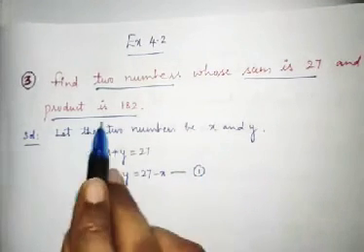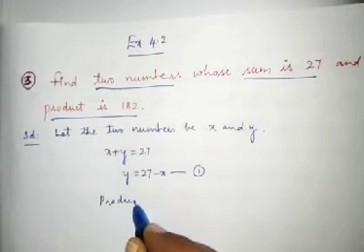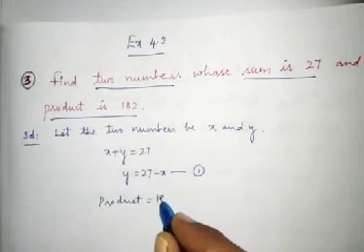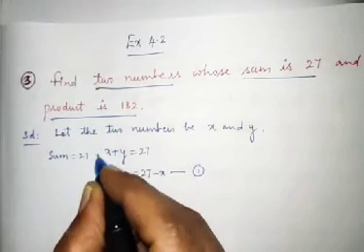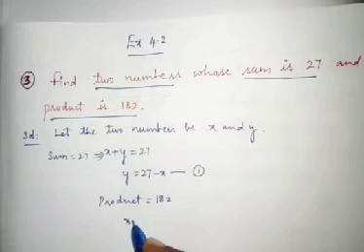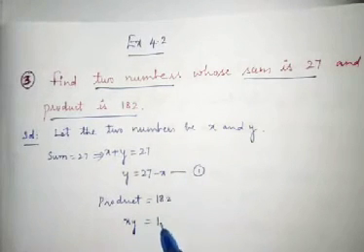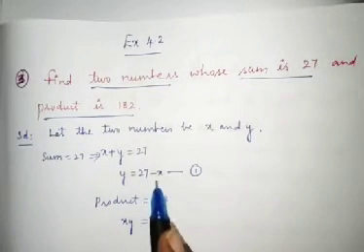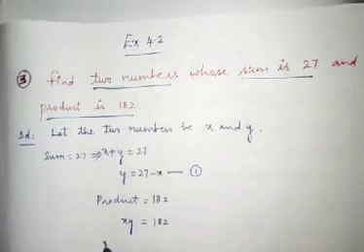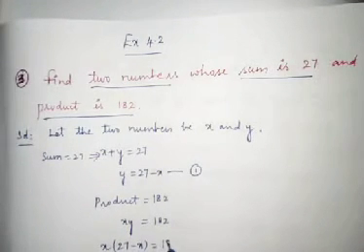Now let's go to product. So product is equal to 182. So here I'll write sum is equal to 27. So product is multiplication of the two numbers, x into y is xy, which is equal to 182. So from 1, in the place of y we can write 27 minus x. Let's replace this y by 27 minus x, which is equal to 182.